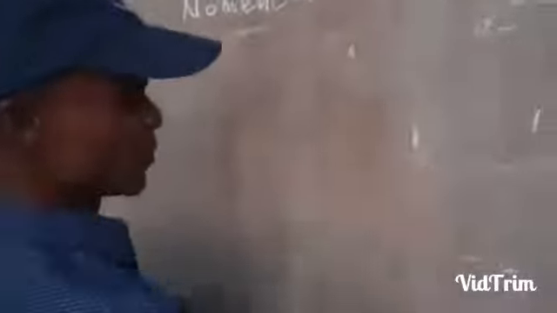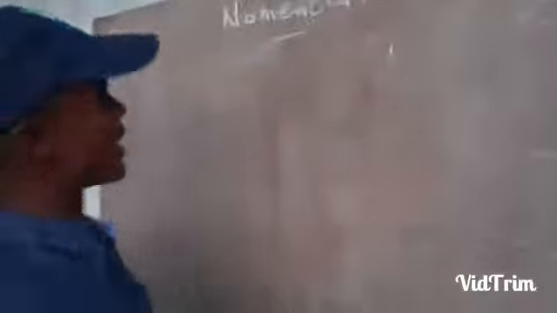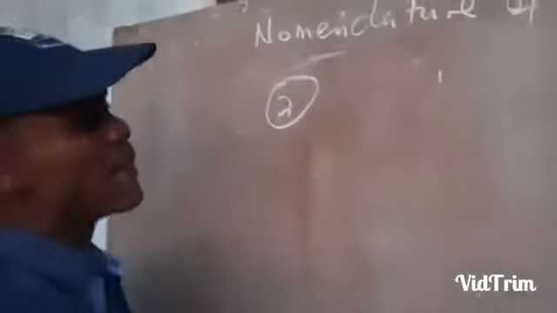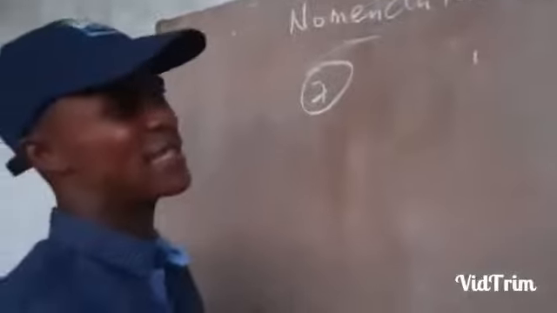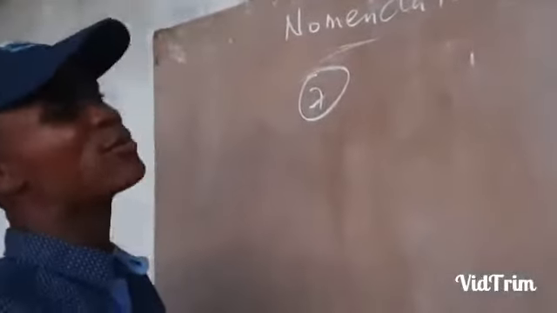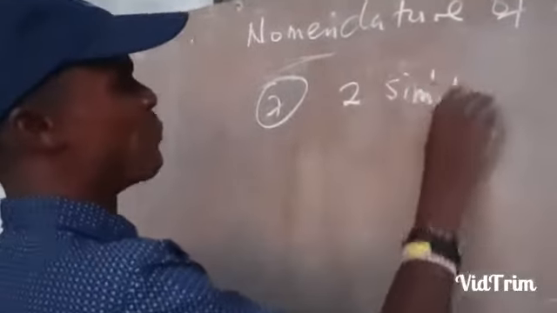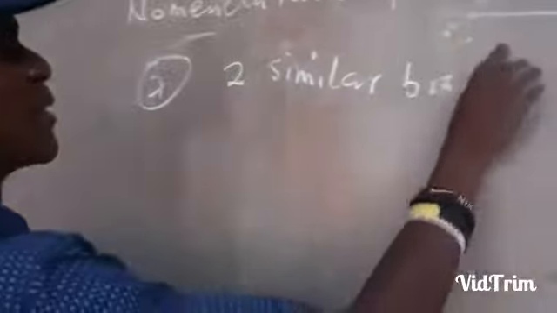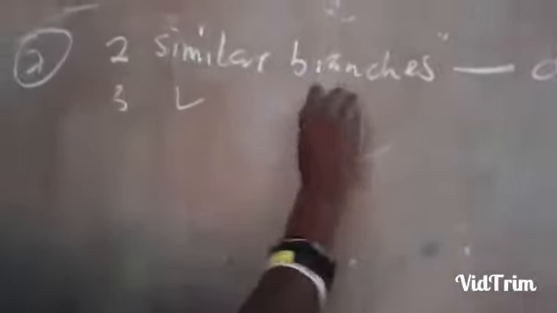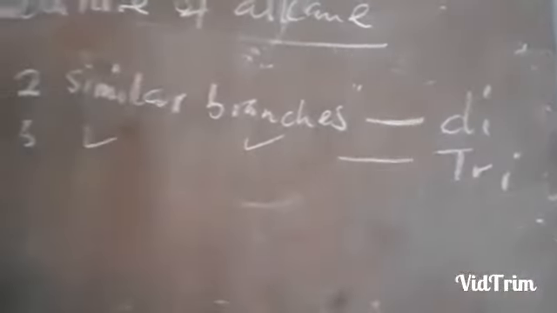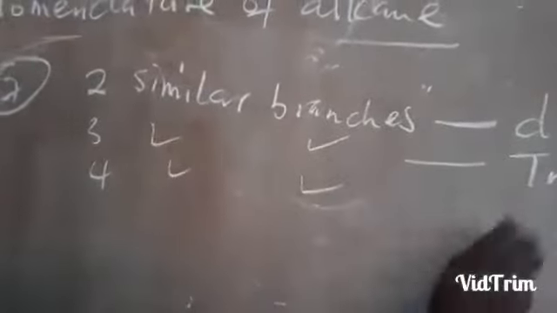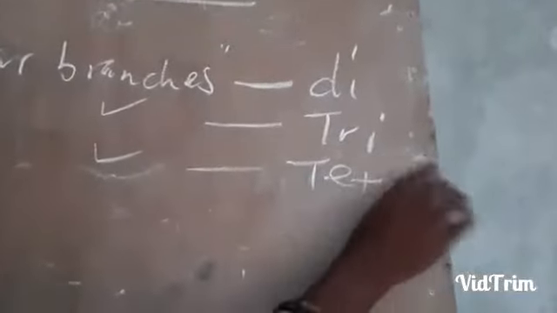We now go to rule number 7. Rule number 7 says that similar branches are named using some prefixes. When two similar branches are present, you use the word di for them. When 3 similar branches are present, use tri for them. When 4 similar branches are present, you use tetra for them, etc., etc. The list continues.